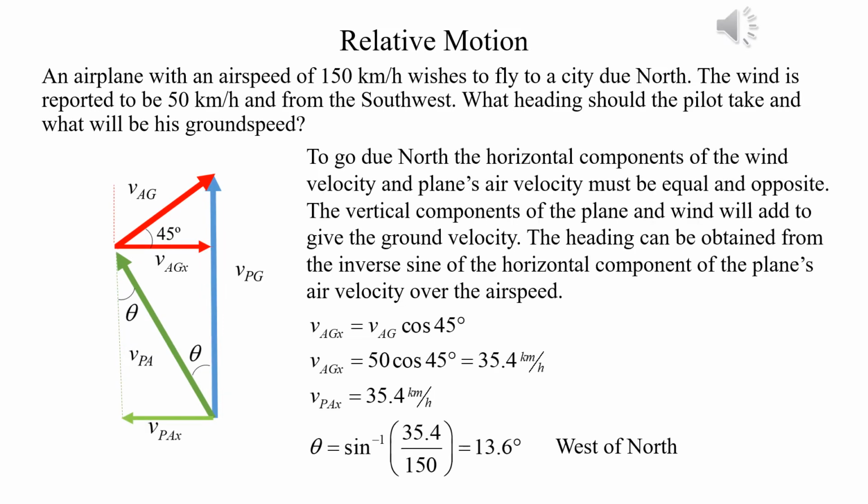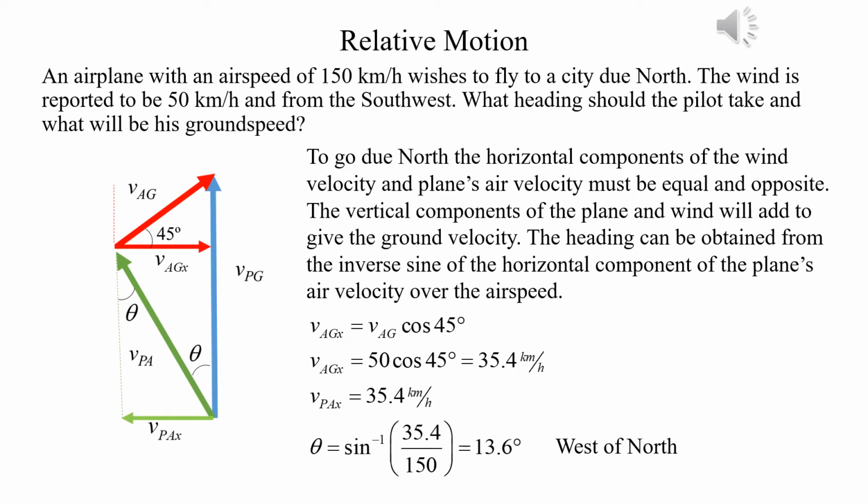So again, to go due north, the horizontal components of the wind velocity and the plane's air velocity must be equal and opposite, so they sum to 0 because there's no horizontal component for the velocity of the plane with respect to the ground. The vertical components of the plane and wind will add to give the ground velocity. The heading can be obtained from the inverse sine of the horizontal component of the plane's air velocity over the air speed. You can see that from the triangle in the diagram.